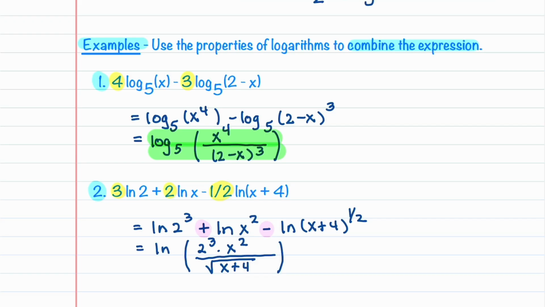Now we can clean this up by writing the 2 cubed as 8. This becomes natural log of 8x squared, all divided by the square root of x plus 4. And that's our final answer. And we're done. You now know all about the important properties of logarithms, and I hope that you now feel ready to do examples like this on your own.